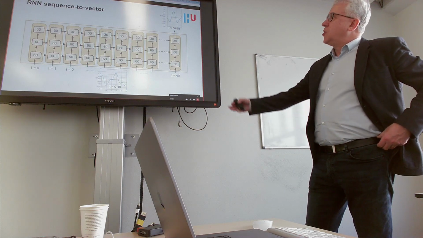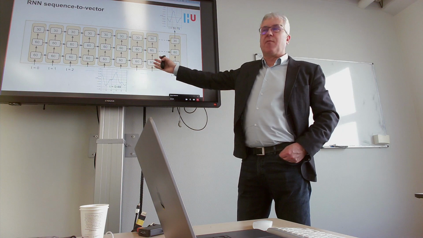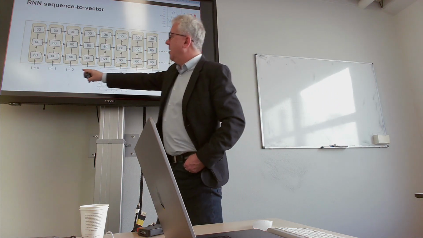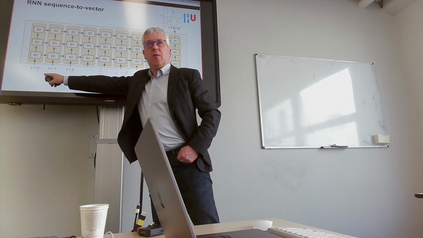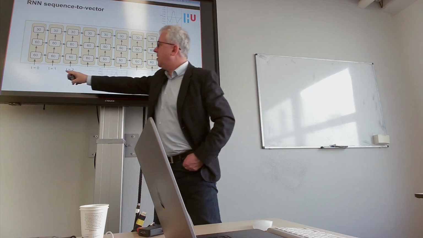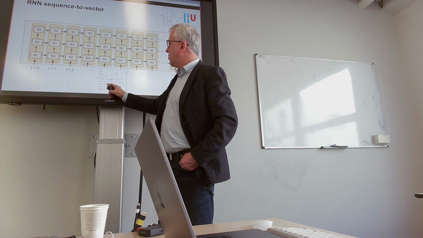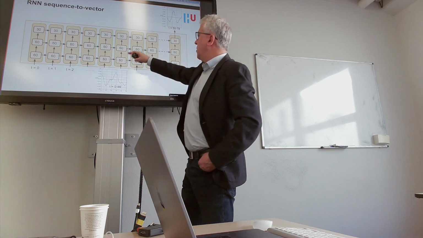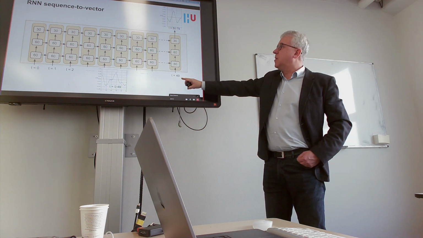Okay, so the first possibility is a sequence-to-vector type of solution, where, as you can see here, you're putting in 50 timestamps from t0. At every timestamp you put in your first value, the next timestamp the next value, and so on. All these values are put in like this, until here. So we have 50 timestamps as input.